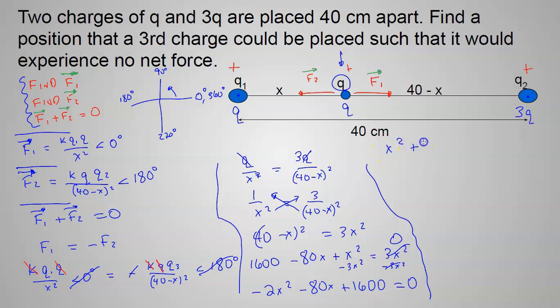This would be 40x. This would be minus 800 equals 0. Again, just divide everything by negative 2 there and reduce all those numbers down so they're not quite so big.